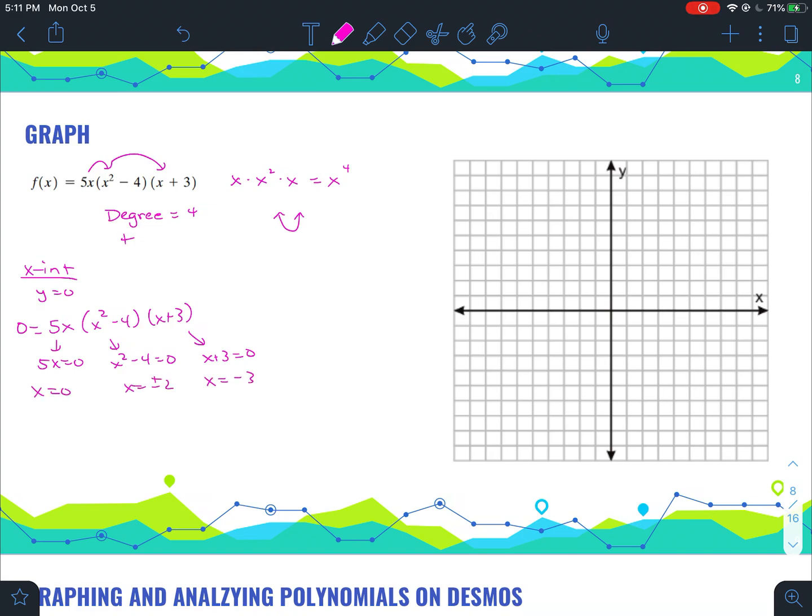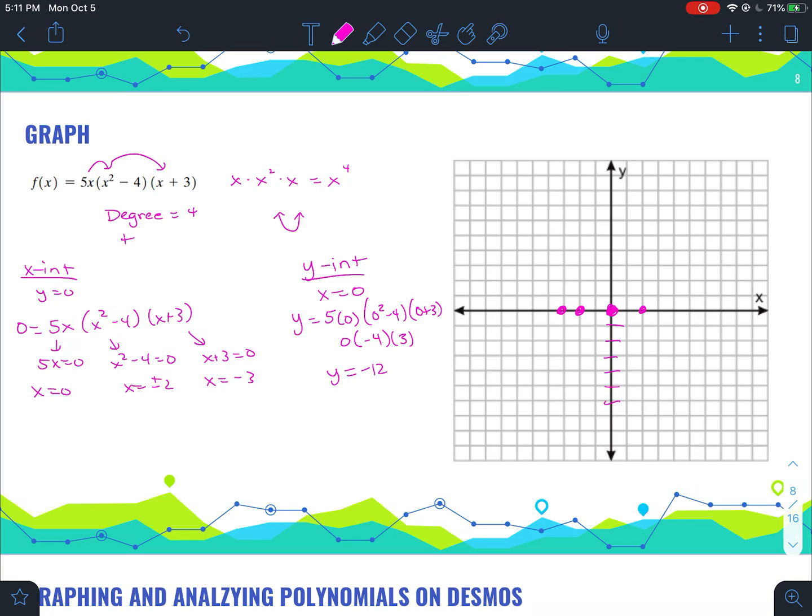So either x is 0, x is plus and minus 2, or x is negative 3. All of those happen once. So I have an x-intercept at 0, negative 2, positive 2, and negative 3. And it's going to cross through at all of those places because all of them have a multiplicity of 1. To find the y-intercept, we're going to let x be 0. So y equals 5 times 0 times 0 squared minus 4 times 0 plus 3. So this would be 0 minus 4 times 3. So my y-intercept is negative 12.